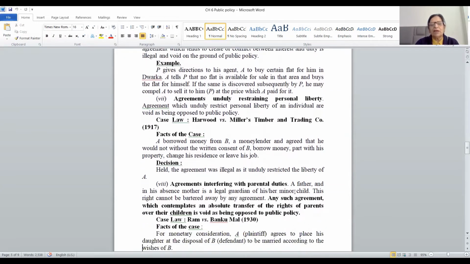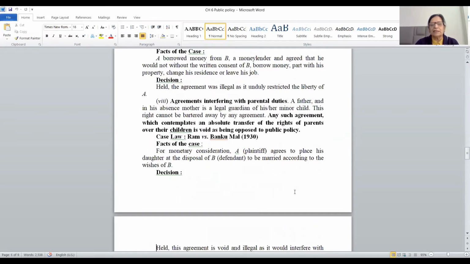Then agreements interfering with parental status. Any agreement which interferes with the parental status, because the father, and in the absence of the father, the mother, is the legal guardian of his or her minor child. This right cannot be bartered away by any agreement. Any such agreement which contemplates an absolute transfer of the rights of parents over their children is void as being against the interest of the public.